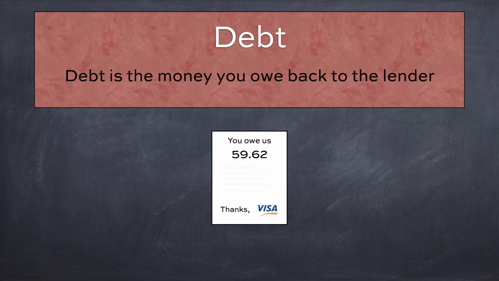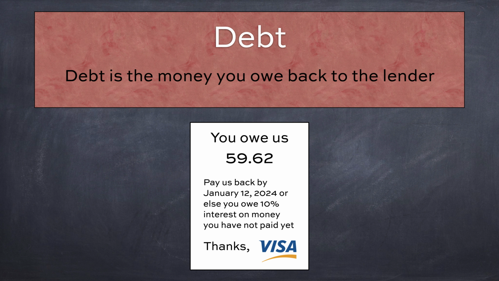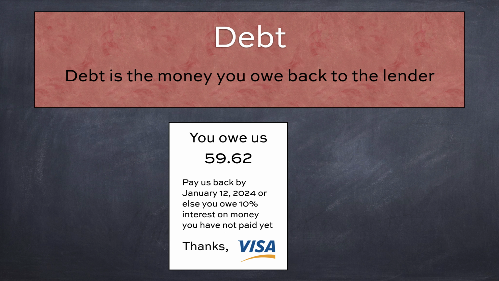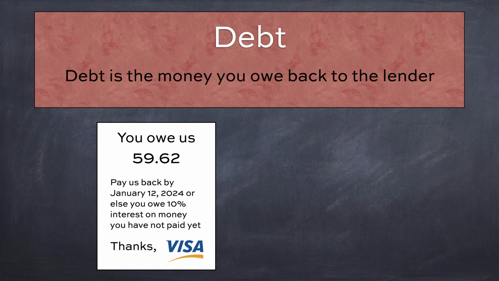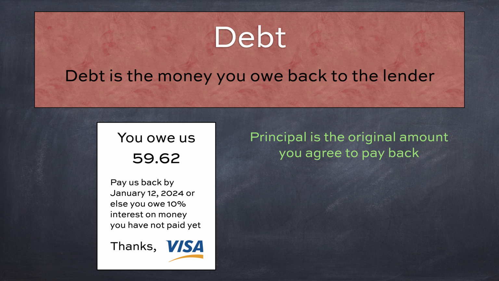Let's take a look at this a little bit more zoomed in. We're going to look at a few things in this agreement. The first thing we're going to look at is something called principal. In a debt agreement, principal is the original amount you agree to pay back. So that's just the original amount that you bought with. And in this case, that's going to be $59.62.